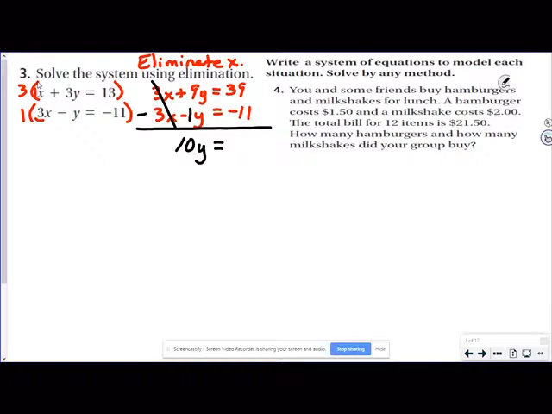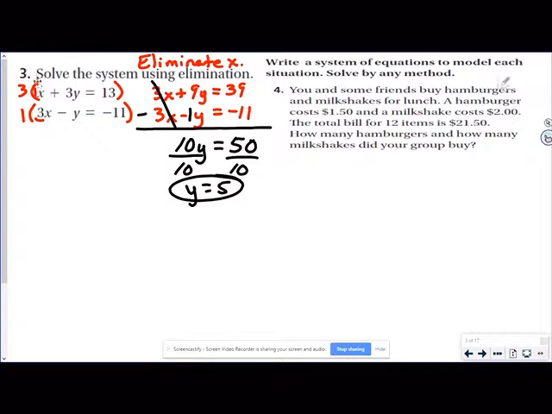And we're not to touch the variables when you're adding and subtracting. 39 minus a negative 11 gives me a positive 50. Then I'm going to divide by 10 to solve for y, and y equals 5.